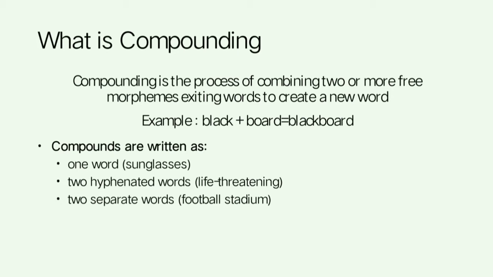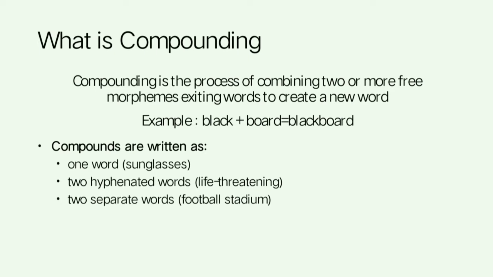For example, black and bird become blackbird. Black is free morpheme and bird is also free morpheme. And then we combine between black and bird become blackbird. That is compounding. Compound are written as one word, two hyphenate word, and two separate word.